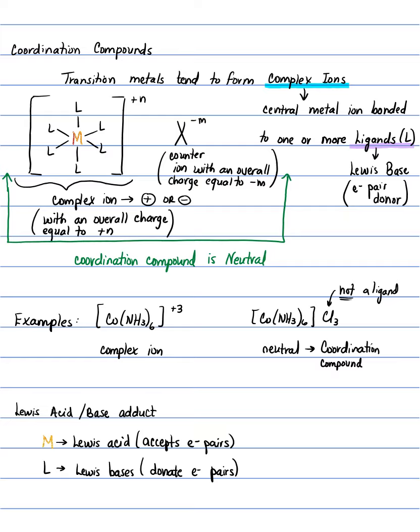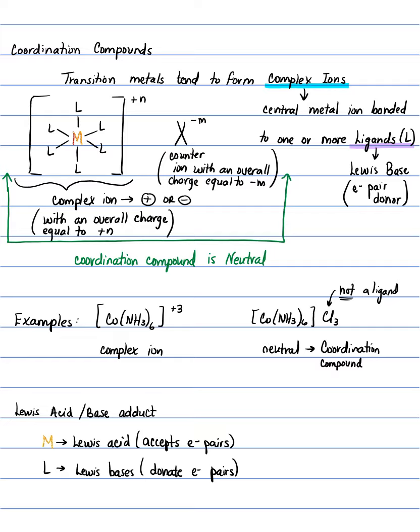So we're going to be talking about coordination compounds. Transition metals tend to form complex ions. And I have here an example of how a complex ion will look. You have a metallic center, and to that center, you will have ligands bonded to it. This specific one has 6 ligands bonded to it.